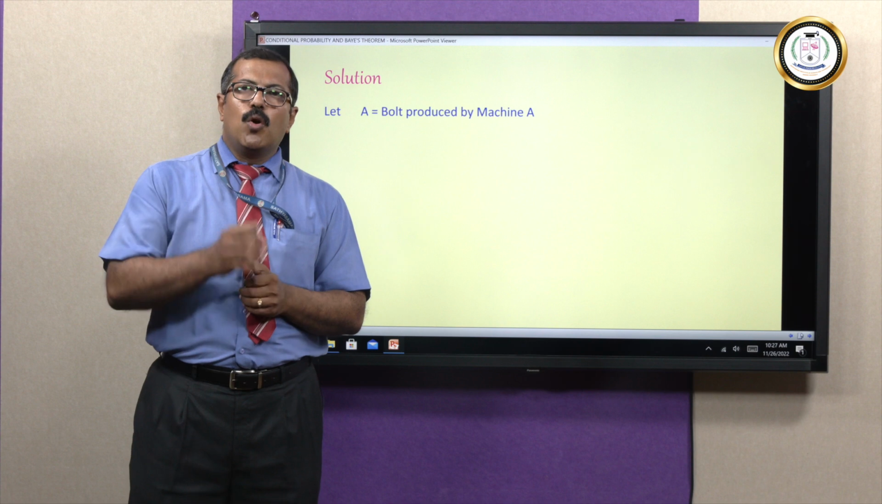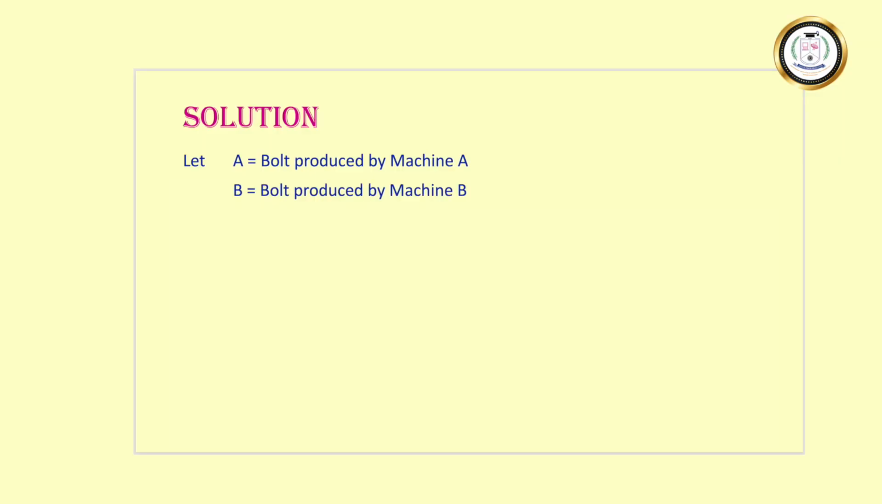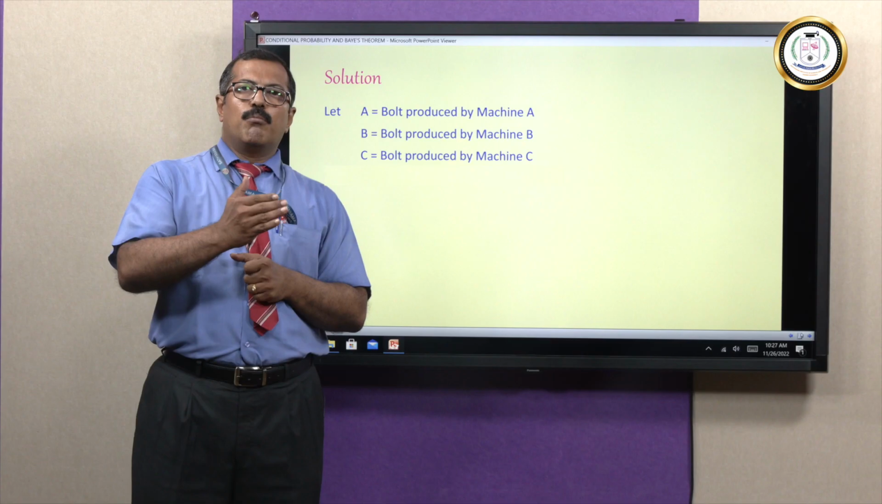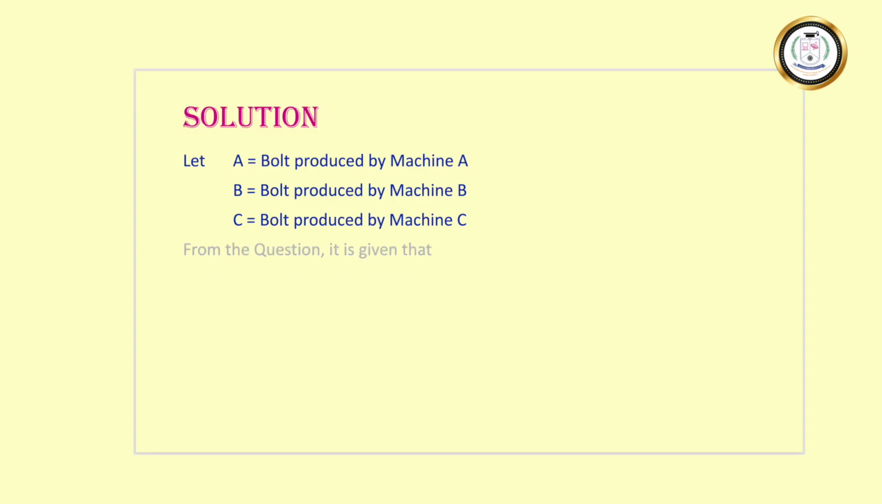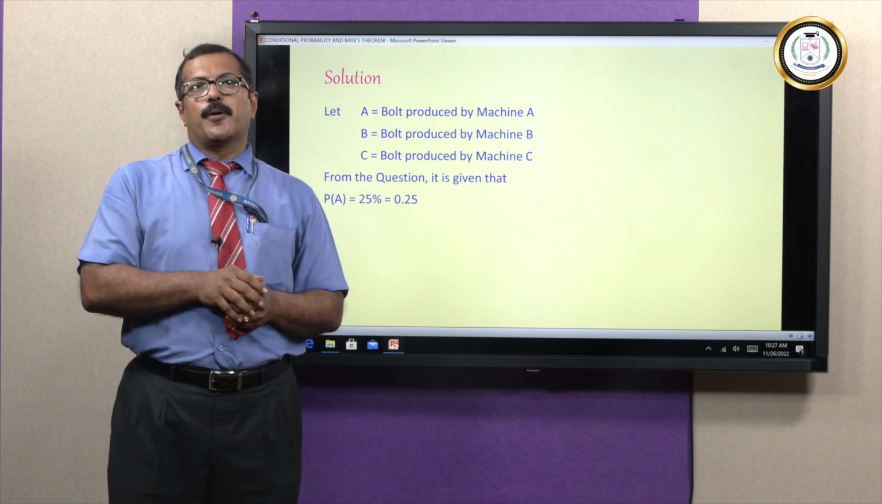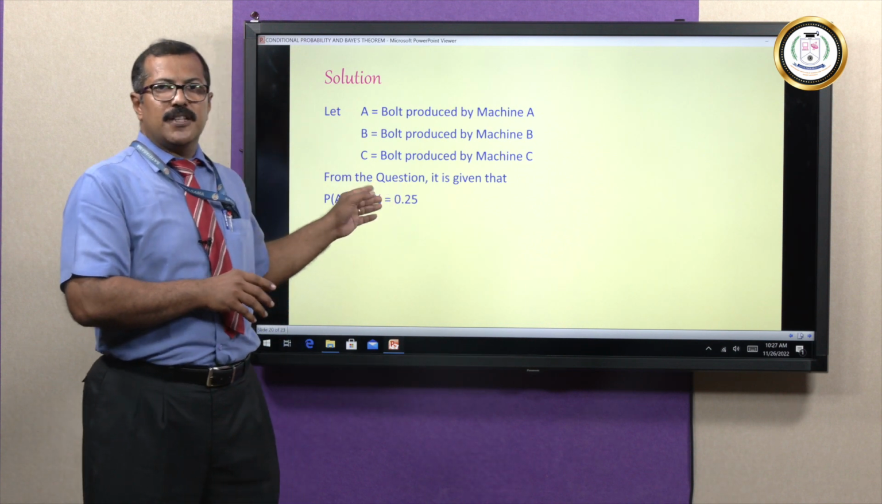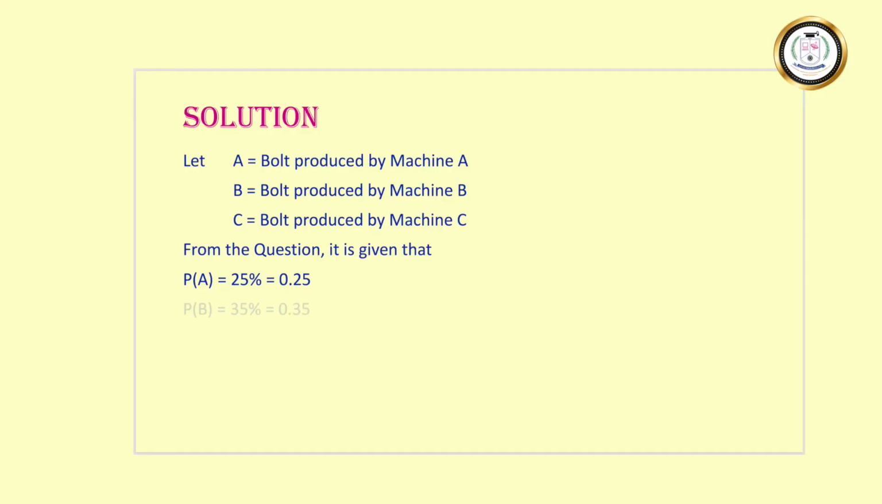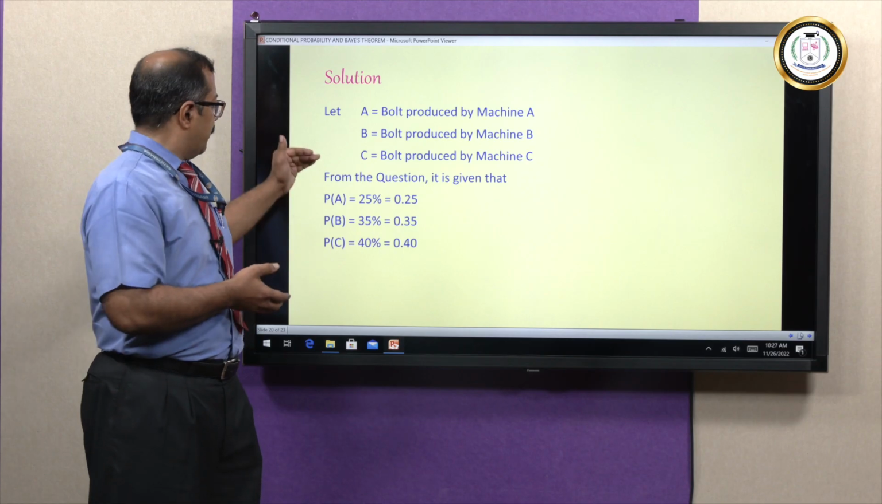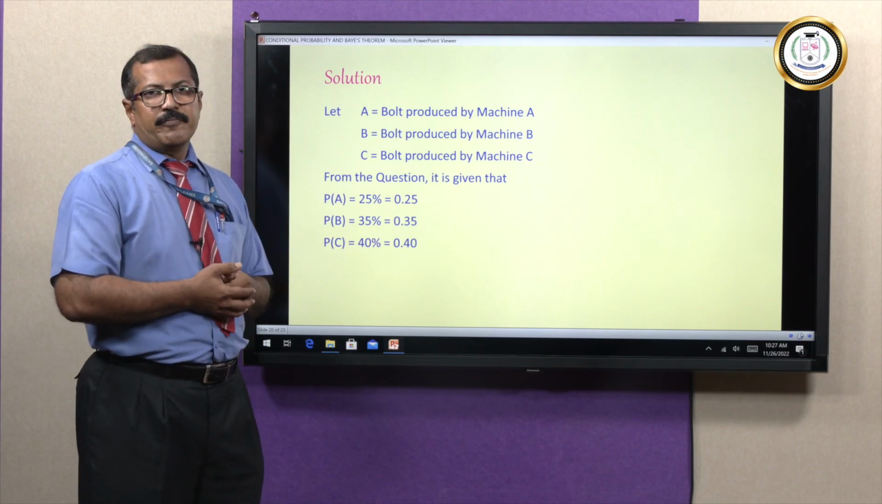Let us try to symbolize this information. Let A be the event that the bolt is produced by machine A. Likewise for B and C. For B, the bolt is produced by machine B. For C, the bolt is produced by machine C. From the question, it is given that out of total output, 25% is produced by A. Converting it in terms of fraction, it is 25 by 100, which is 0.25. Same way for B, it is 35%, 0.35. For C, it is 40%, 0.4. These are the probabilities of A, B, C.